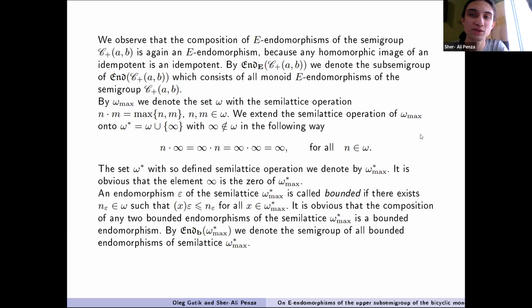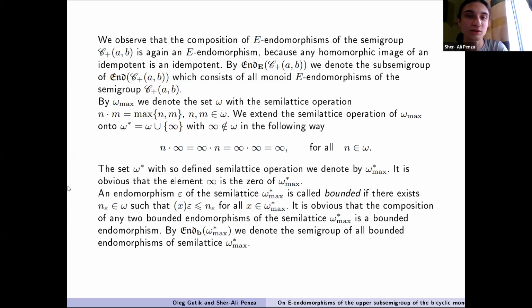We extend the semilattice operation of omega max onto omega star. It is the union of the non-negative integers and the symbol infinity, where infinity does not belong to omega, in the following way. The set omega star with this defined semilattice operation we denote by omega star max. It is obvious that the element infinity is the zero of omega star max.